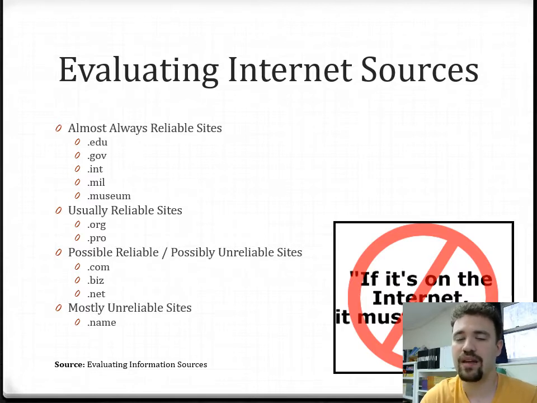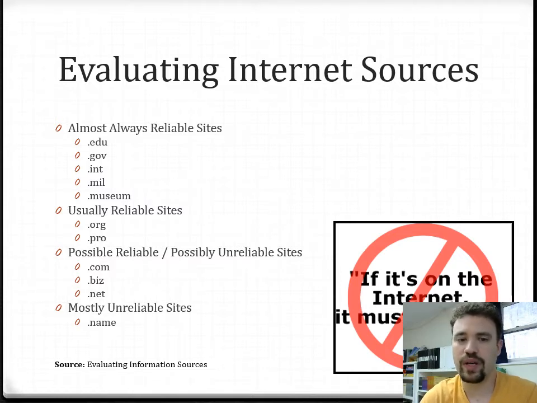.museum is, in fact, a rather rare one, but it is a reminder that museums are generally interested in good information, and a .museum site or just a general museum's website may in fact be something that you might use in this paper. All right, some sites that are usually reliable.